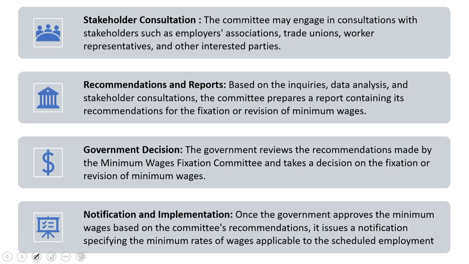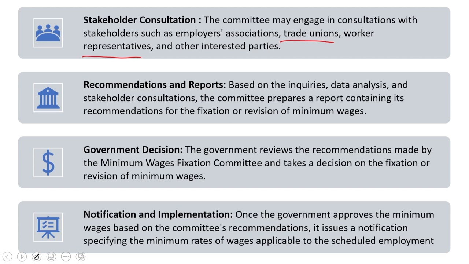Now, when you look into the consultative process, the stakeholder consultation, we see that the committee examines various factors that influence wage determination, considering both economic and social aspects. So these factors may include living conditions, social needs, productivity levels, regional variations, and even the impact of proposed wage rates on typical workers and employers. Now, when you look into the particular stakeholder consultation, the committee may engage in consultations with stakeholders such as employers' associations, trade unions, worker representatives, and other independent interested parties. So all these stakeholders are part of the consultative process. These consultations provide an opportunity for stakeholders to present their views, concerns and suggestions regarding the fixation and the revision of minimum wages.